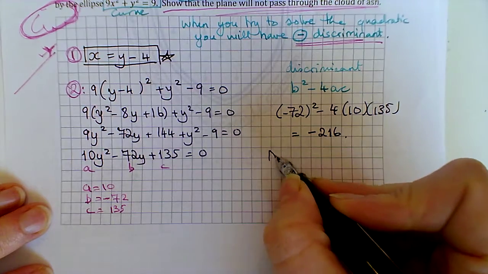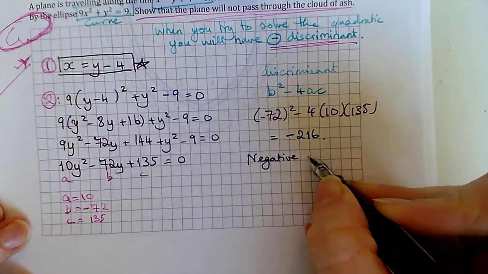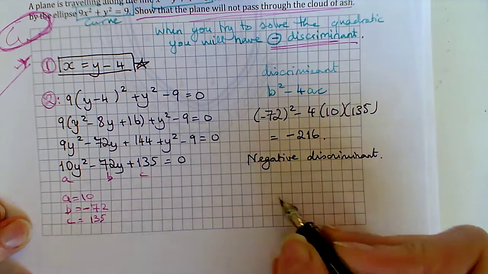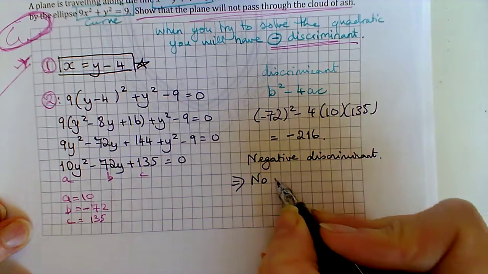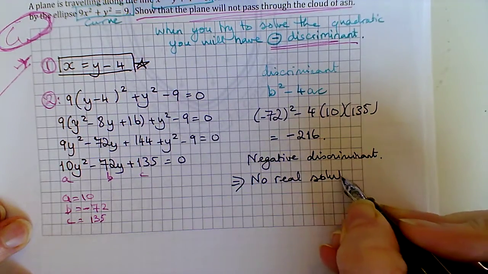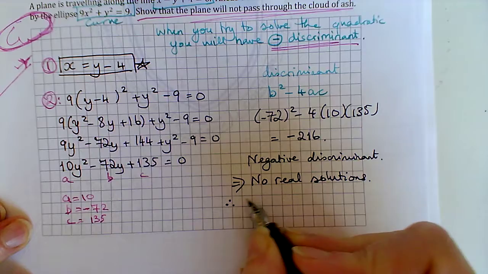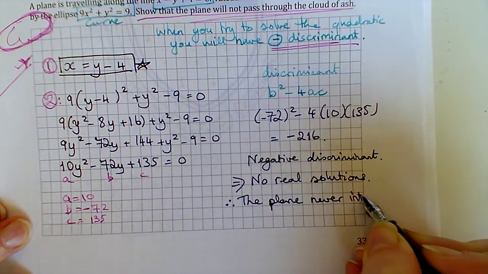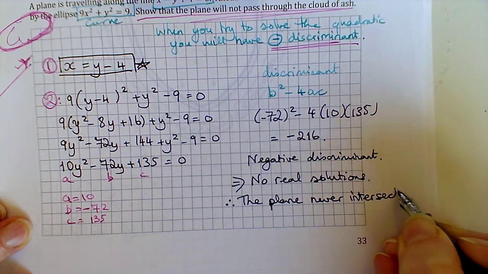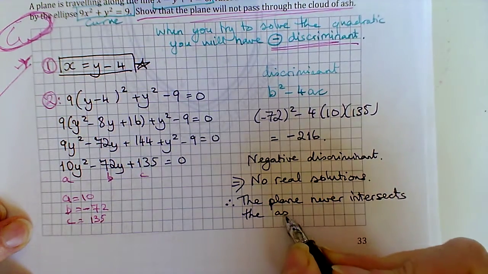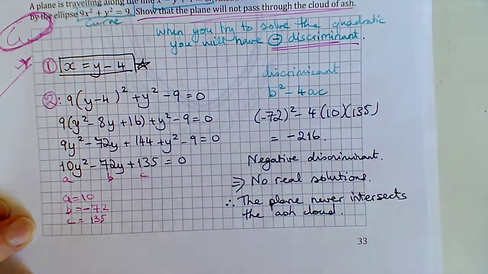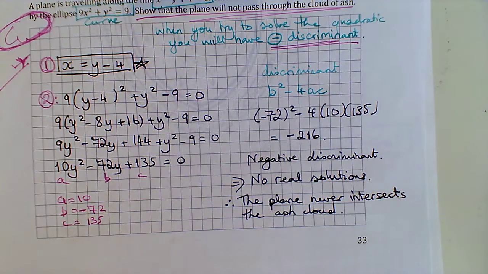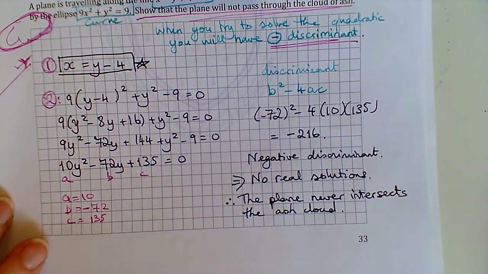So this is a negative discriminant, which means complex solutions, imaginary solutions, or no real solutions. So therefore, the plane never intersects. There's no points of intersection. The plane never intersects the ash cloud. And there's our conclusion. And you would need to write this down for your conclusion as well to get full marks in a question like this.